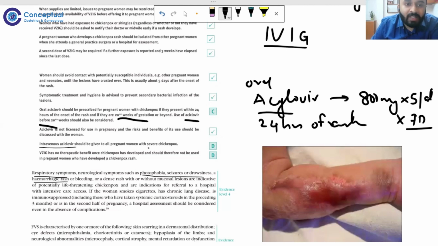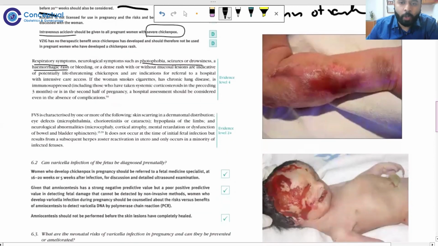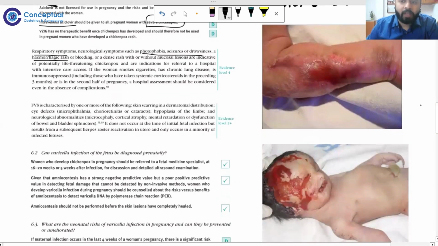So intravenous acyclovir is indicated in patients with severe chickenpox, and by severe chickenpox I mean systemic chickenpox, not just the dermatological manifestation, but also the central nervous system, hematological, and respiratory manifestations of this disease. What is this acyclovir going to do though? It is going to help me prevent the transmission of chickenpox to the fetus. But unfortunately, if this happens, now this female had come to me at 38 weeks of gestation with chickenpox.